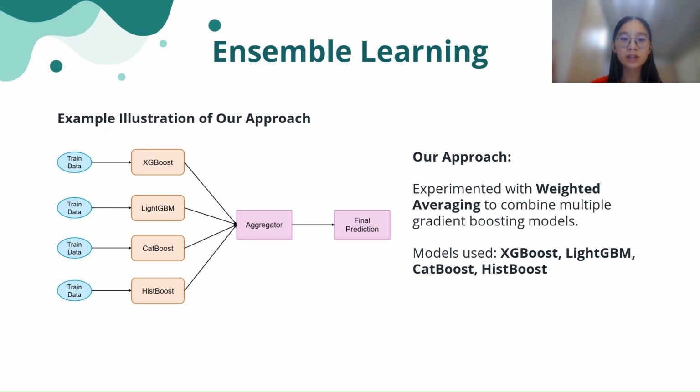This method allows us to assign different levels of importance to each model based on its performance. The models we used for this ensemble were XGBoost, LightGBM, CatBoost, and HistBoost. By combining these models, we aim to leverage their individual strengths for a more accurate and robust final prediction.